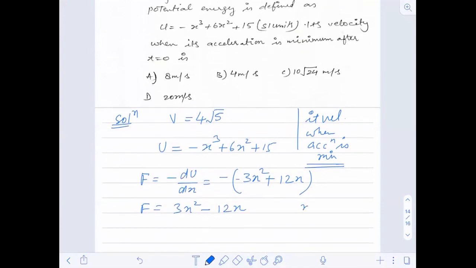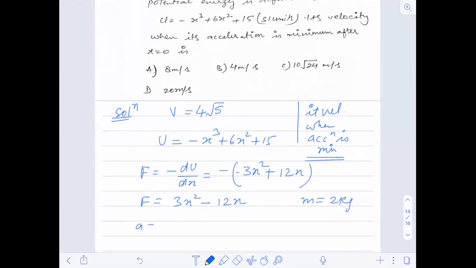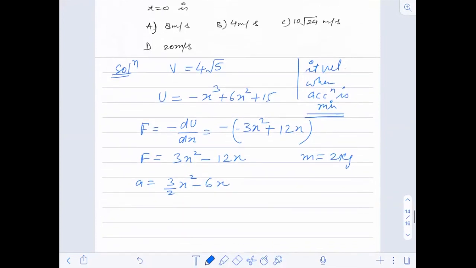Mass is given as 2 kg, so if I divide this complete equation by it, I get acceleration as 3 by 2 x square minus 6x. We have to calculate velocity when the acceleration is minimum, and acceleration is a function of x. So differentiate this acceleration with respect to x, and you will get 3x minus 6.